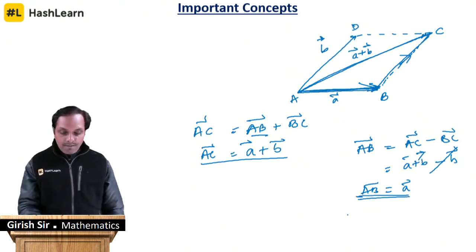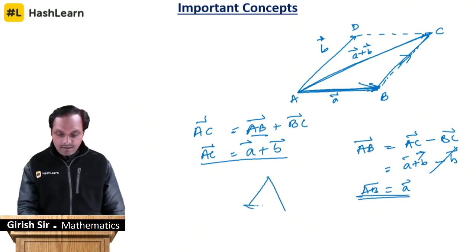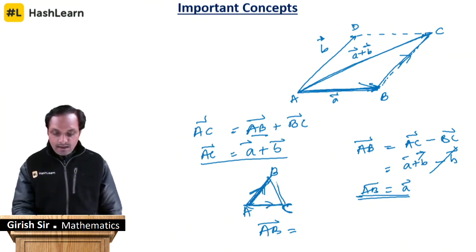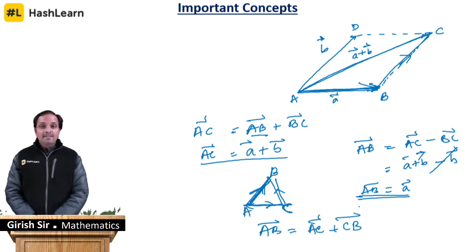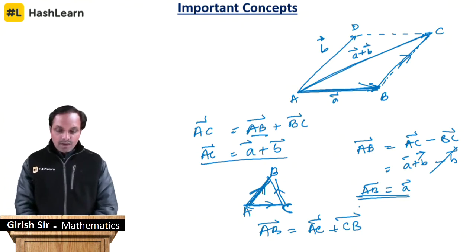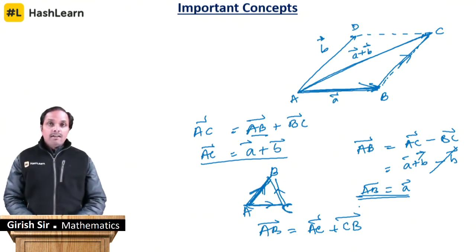So remember, if you have a triangle like this, if this is A, this is B, and this is C, and you want the AB vector, your AB vector will be the same as, if you want to go from A to B, you have to travel along C, then C to B. So you can write it as AC plus CB. AC plus CB. Okay? Fine then.